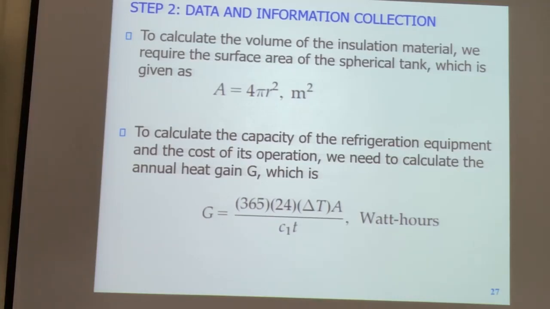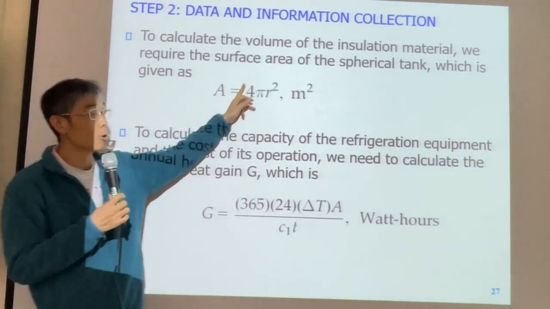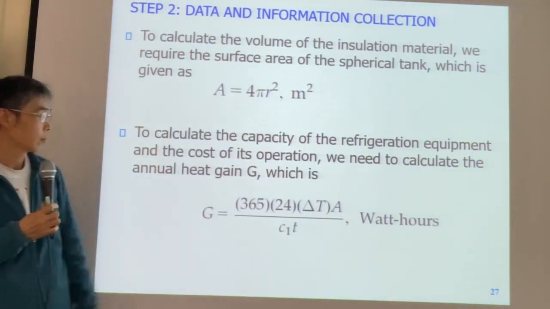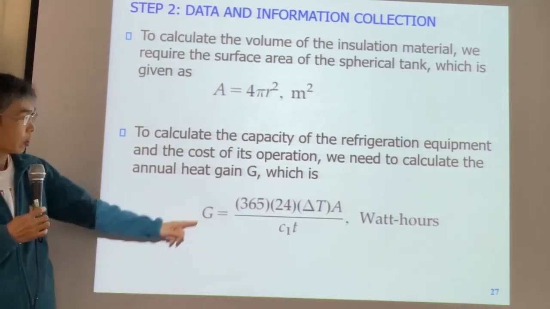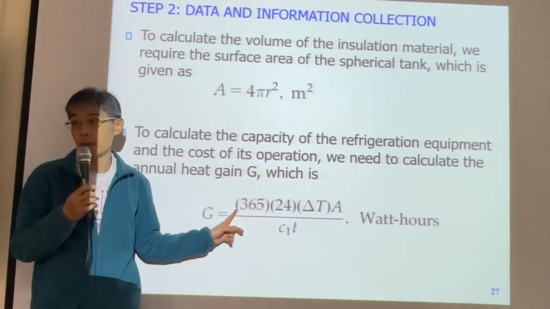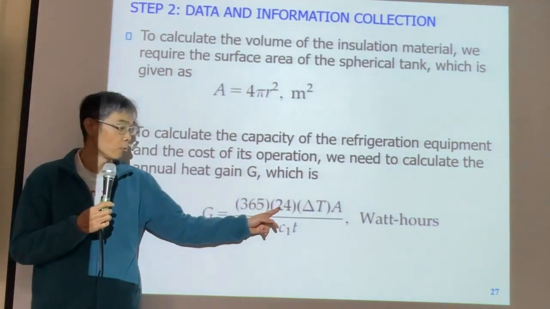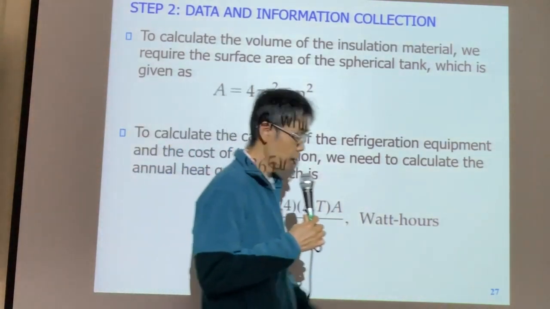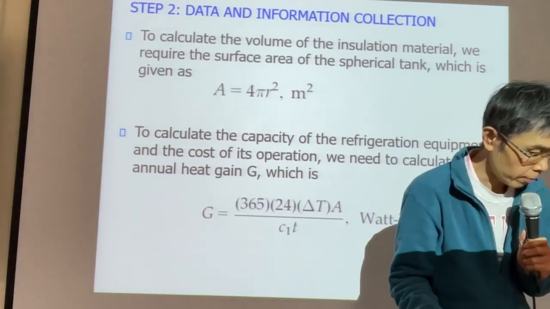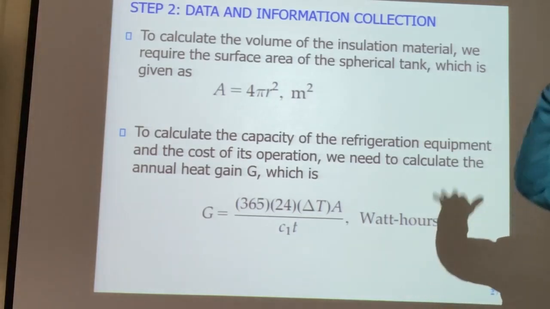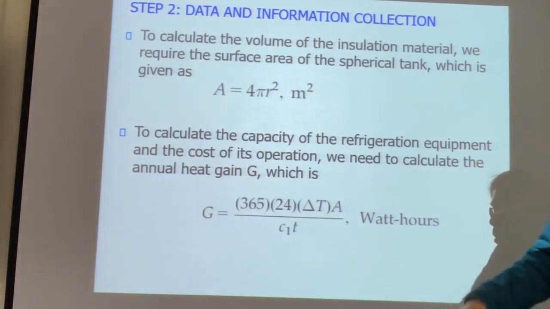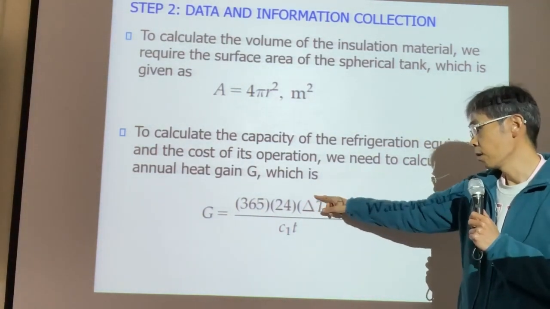So we need this equation to calculate the total surface area of a sphere, 4 pi r squared. And the cost, the capacity of the refrigeration equipment. Because 1 year is 365 days, and each day we have 24 hours. And delta T is the temperature increase of the environment. Our environment temperature may increase or decrease, but we want to keep the temperature inside constant. So this will be the cost.